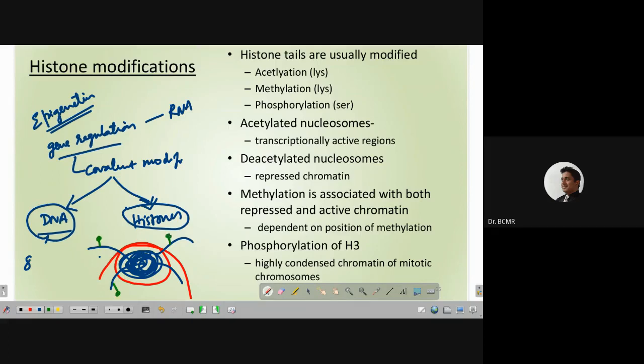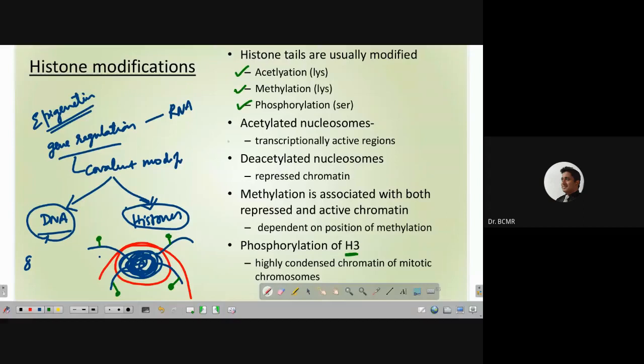On these histone tails, several covalent modifications can happen. The three important modifications are acetylation, methylation, and phosphorylation. Acetylation and methylation occur on lysine residues, and phosphorylation on serine residues on the histone tails. One of the most prominent histone tails, which we understand better, is H3. H3 is a histone.